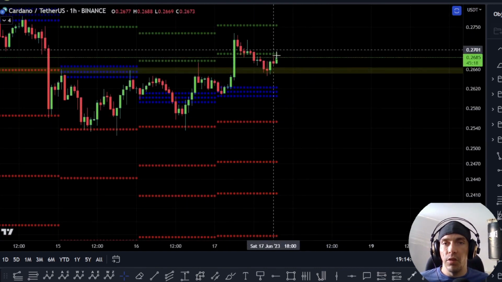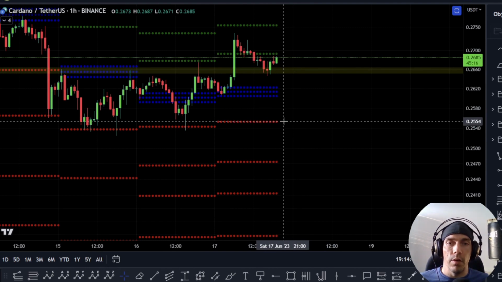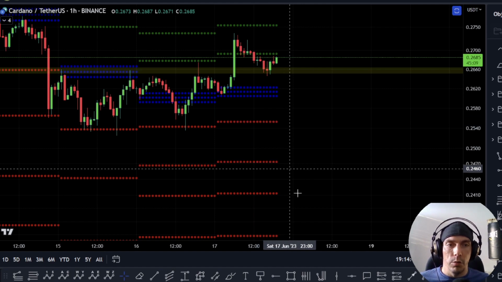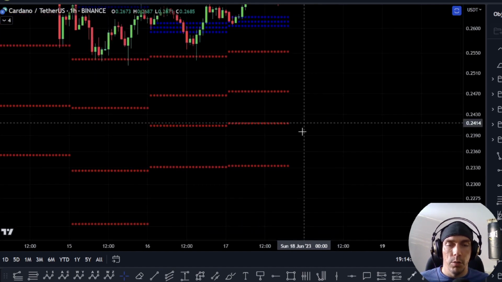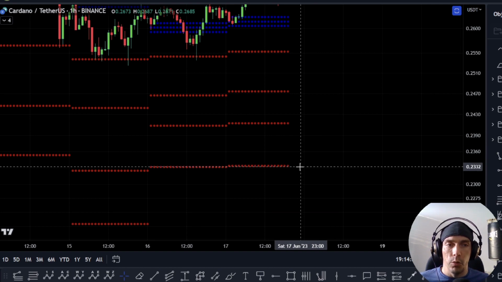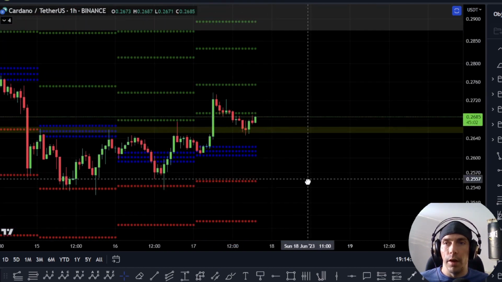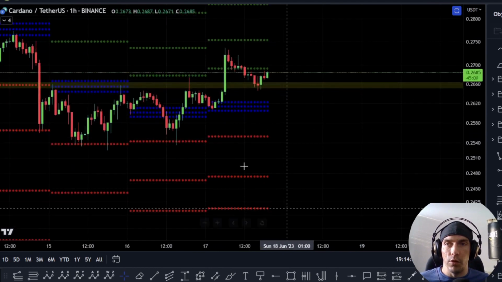Alternatively, if we start to flip this into resistance, what we could see is price actually be gravitated back to the downside here, where we have the R1 line at this 2554, we have the R2 at this 2474, we have the R3 at this 2414, and the R4 towards this 2332. So I would be keeping an eye on those levels if we do see price start to push to the downside here.